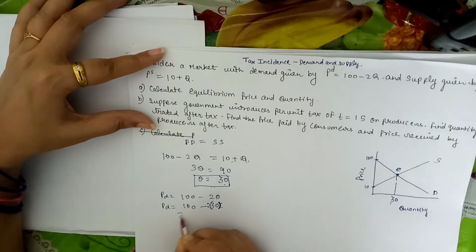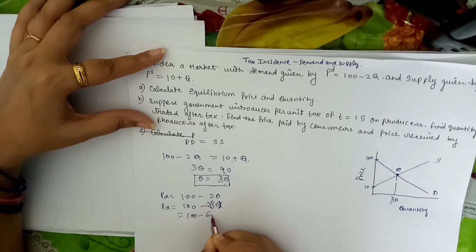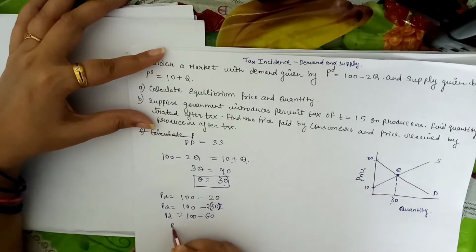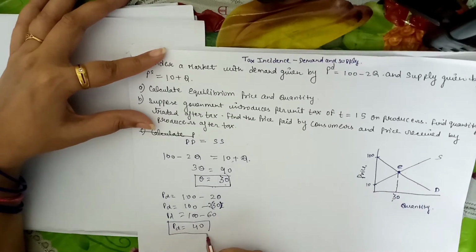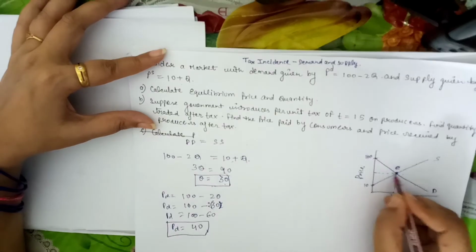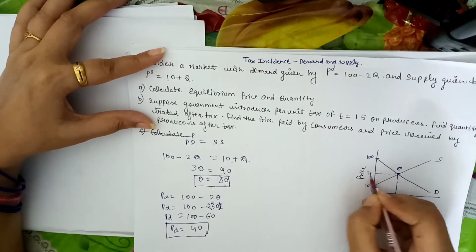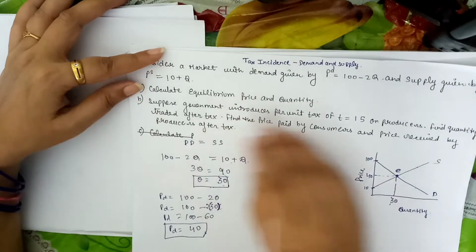So here our price is 40. So this is our equilibrium price, which here we can also see like this. So this is the first part.